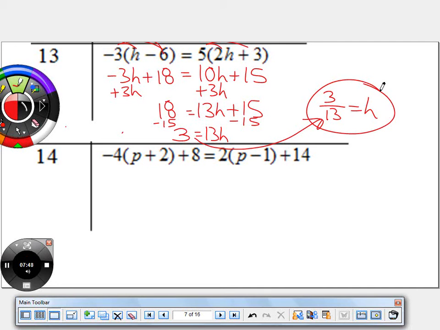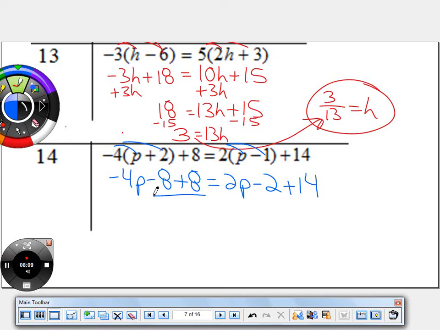Okay, a hard one is 14 here. So you distribute. So we have minus 4p minus 8 plus 8. And then distribute the 2. So that's 2p minus 2 plus 14. Now then you start combining numbers just on the same side of the equation. So these are just numbers. So negative 8 plus 8 is 0. So we have negative 4p equals 2p. And then these are just numbers to combine. So negative 2 plus 14 is positive 12.